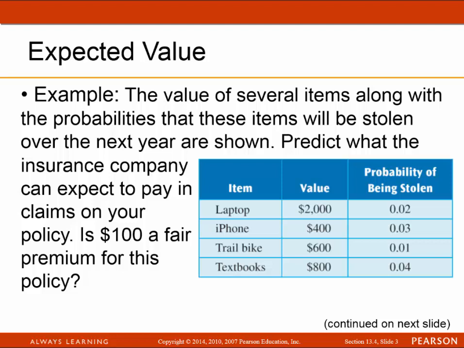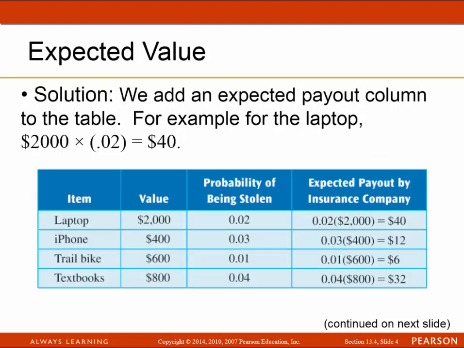The first thing is that we have a list of the items, and then we have the value of each one, and then we have the probability of each one being stolen. So now what we're going to do is multiply the value of the item times the probability of it being stolen. And then the last thing we're going to do is add up the last column, which is the expected payout. So again, we do 2,000 times 0.02, 400 times 0.03, 600 times 0.01, and so on. And then we have the different values, $40, $12, $6, and $32.